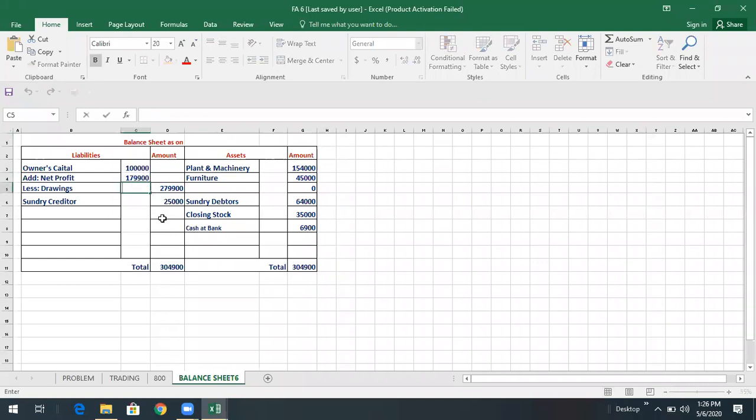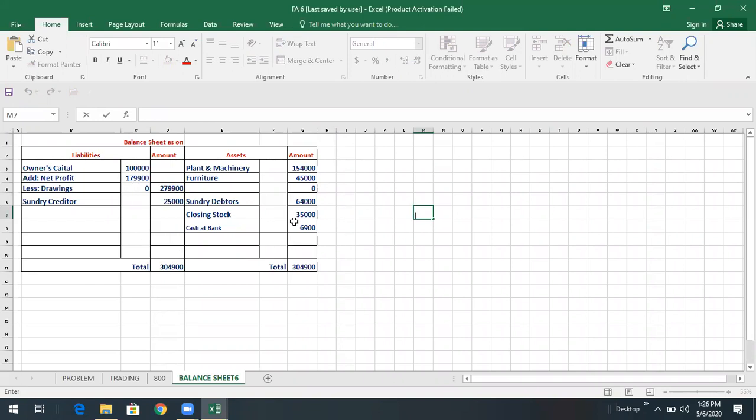Now the drawings are 0. So 1 lakh plus 1,79,900 gives 2,79,900, plus 25,000 rupees, that is the sundry creditor. If you add these values, that gives 3,04,900 rupees. That is the liability side total.